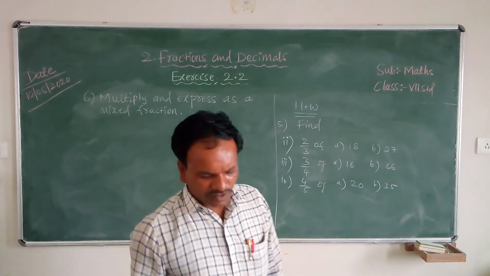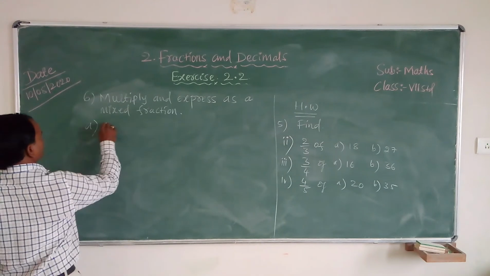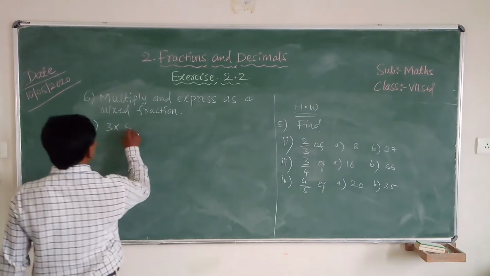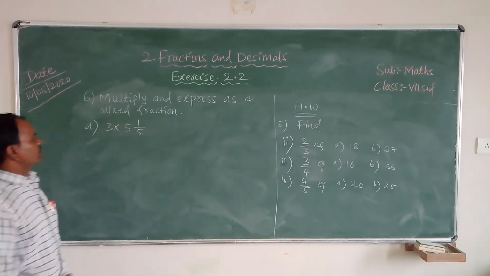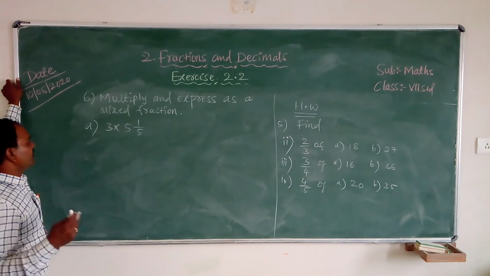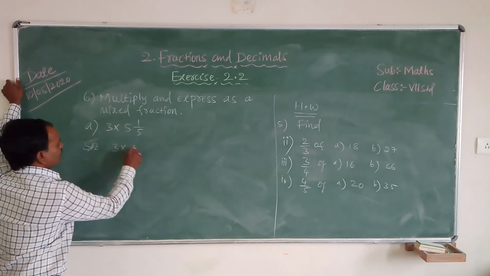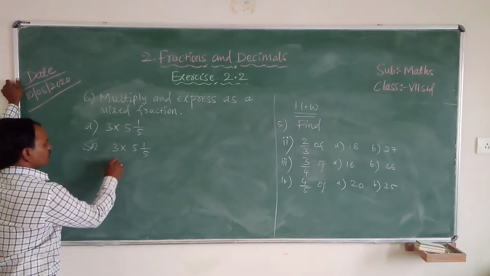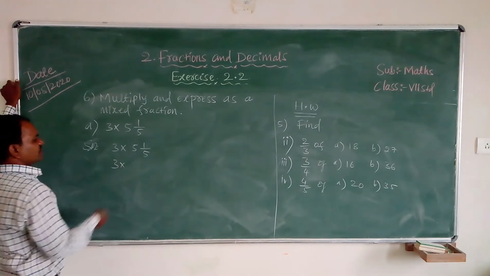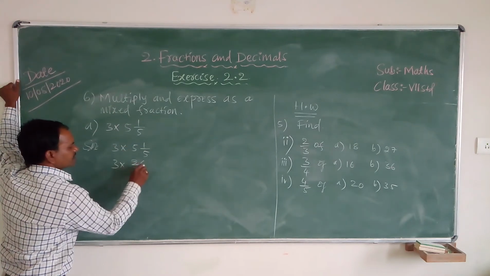So first A is 3 into 5 whole 1 by 5. So how to do this one, my dear students? Very carefully, see carefully. Very simple mathematics. Solution: first you have to write 3 into 5 whole 1 by 5. Mixed fraction, first you have to convert it into an improper fraction. 5 5s are 25, 25 plus 1, 26 by 5.